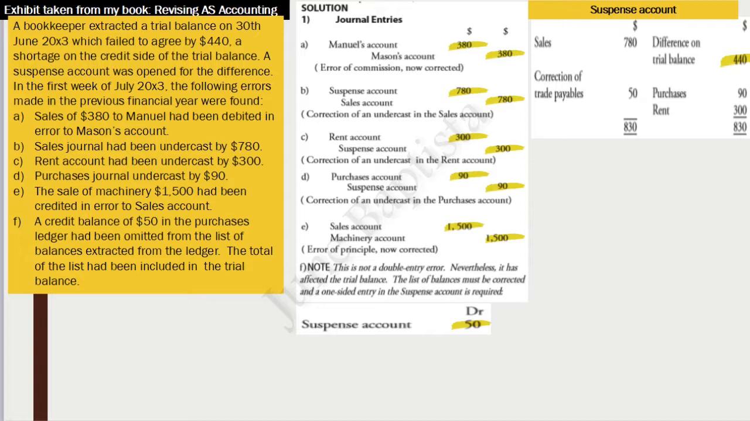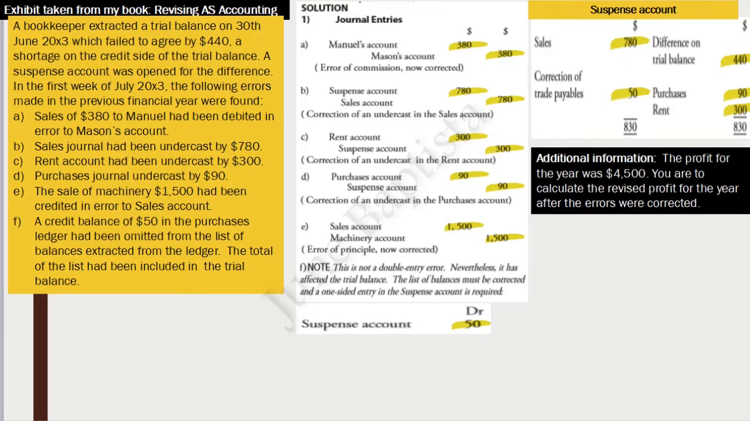Error B, the suspense account has to be debited $780. Error C, the suspense account has to be credited $300. Error D, the suspense account has to be credited $90. Error E does not affect the suspense account. Error F, the suspense account has to be debited $50. On balancing the suspense account, we realize it has closed. This often happens if all the errors were discovered.